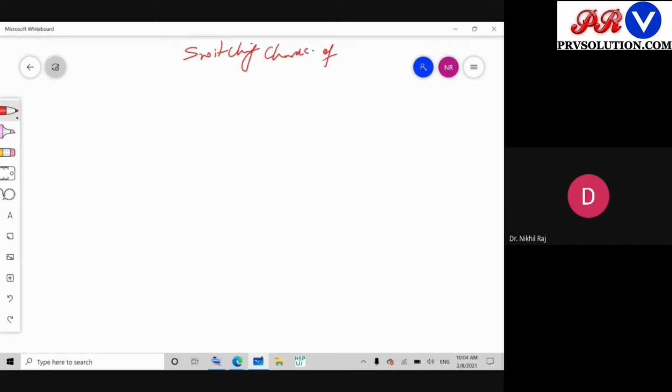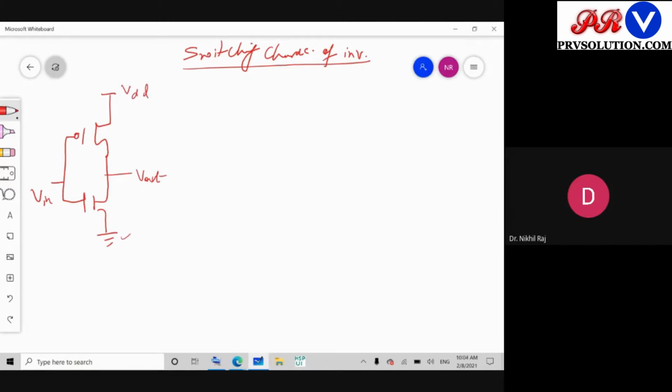So, switching characteristic of inverter. This was your CMOS inverter. Here input supply was there. Here output was there. Here VDD is there. This is the ground. Okay. This is your PMOS identified by this bubble symbol. This is your NMOS.